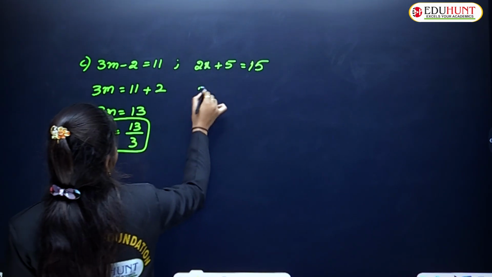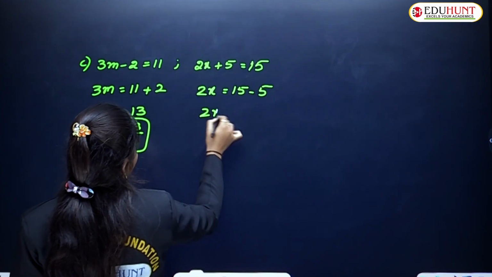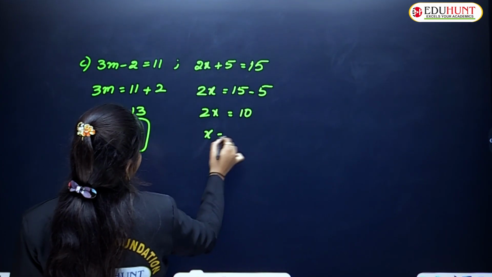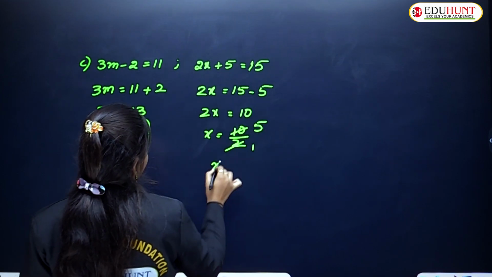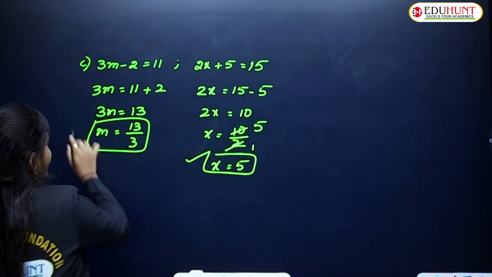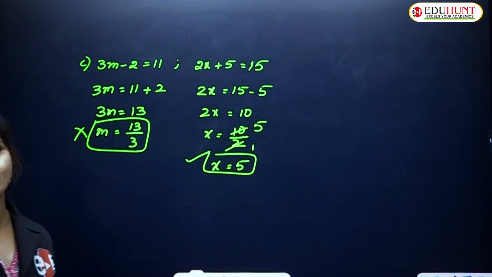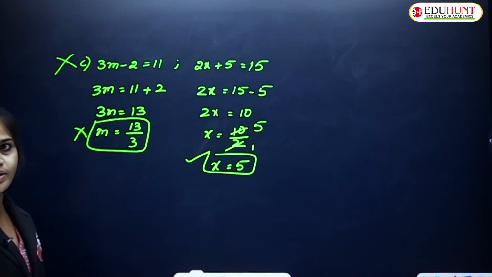Okay, check this one. 2x is equal to 15 minus 5. So 2x is equal to 10. x is equal to 10 by 2. 2 ones are 2, 2 fives are 10. Therefore, here x is equal to 5. x is equal to 5 is satisfying, but m is equal to 13 by 3 is not satisfying. Okay, that's why this option is also a wrong option.